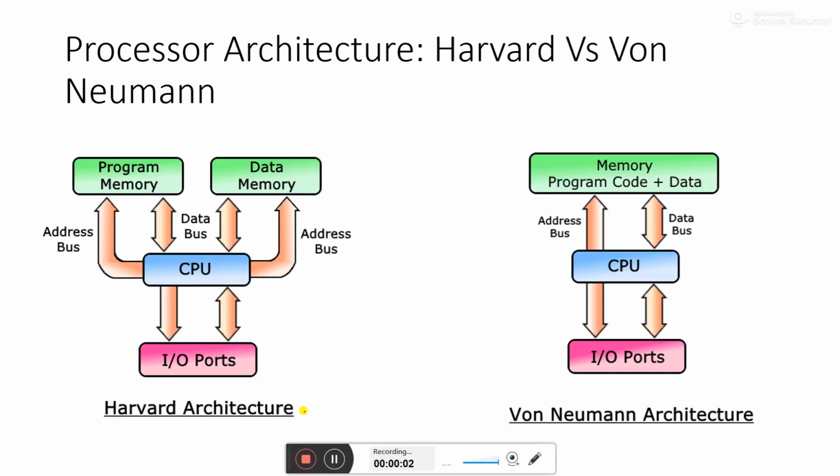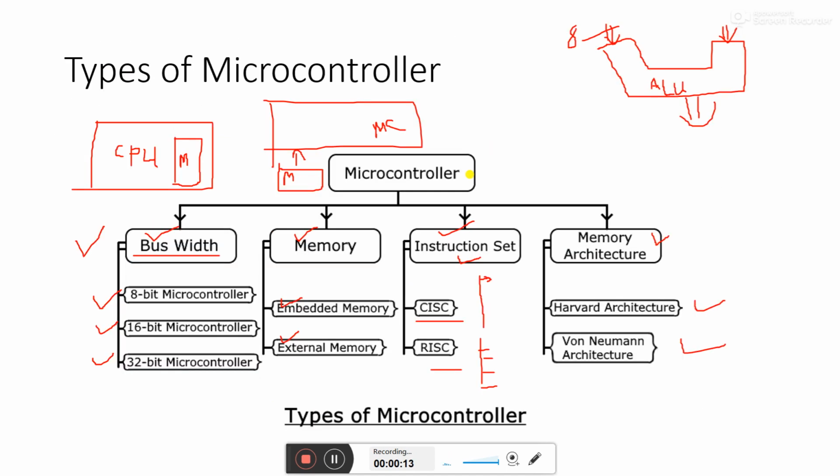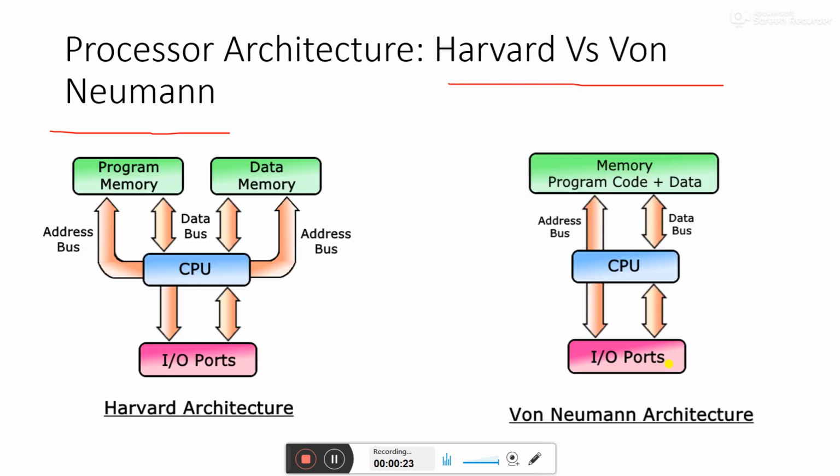Hello students. So now let's start the processor architecture, based on Harvard and Von Neumann architecture. These are two very important architectures, and you should know about them. They are memory architectures. In my last lecture I classified memory architecture into two types: one is Harvard architecture and another is Von Neumann architecture. Now let's see what actually happens in the Harvard architecture and Von Neumann architecture.